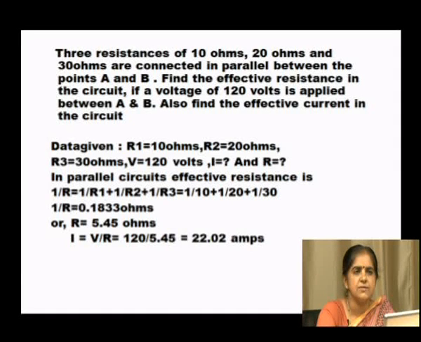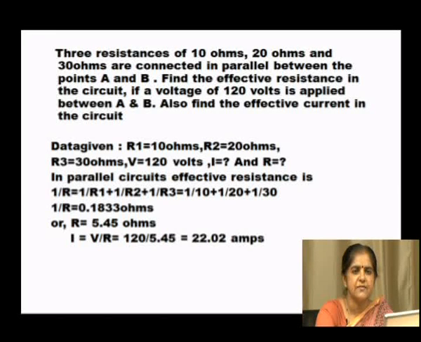So, what are the values given? So, observe the data given. The data given is R1 is equal to 10 ohms, R2 is equal to 20 ohms and R3 is equal to 30 ohms. V is equal to 120 volts. So, we have to find out the values of I and R. How are the three resistances connected? The three resistances are connected in the parallel configuration.